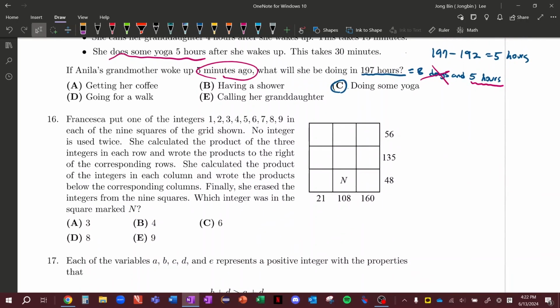Okay, number 16. Francesca put one of the integers 1, 2, 3, 4, 5, 6, 7, 8, 9 in each of the 9 squares. No integers used twice, and she calculated the product of the 3 integers in each row and wrote the products to the right of the corresponding rows. So since these are all integers, which integer was in the square marked n?